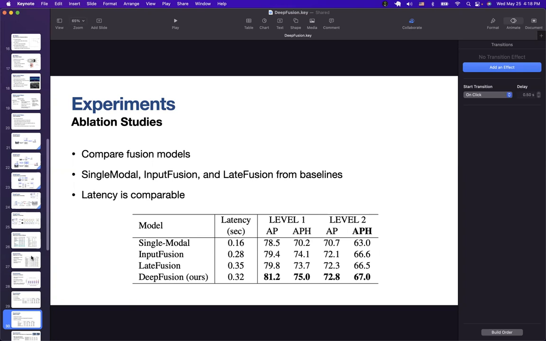But I definitely agree with you that in order to put these into real life, in order to use them in a car, we definitely need to improve latency a lot.